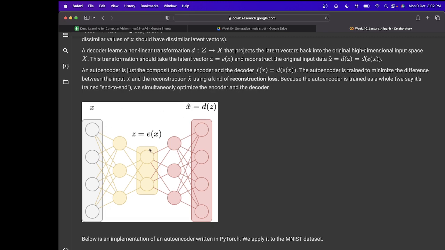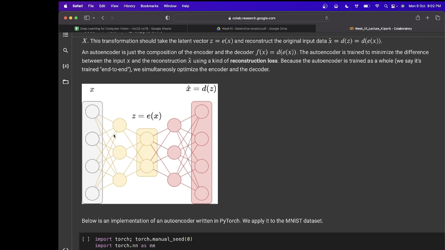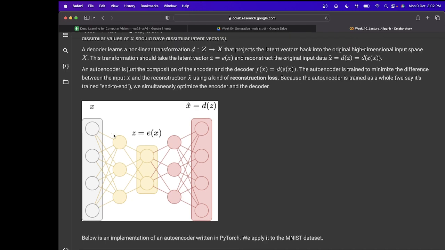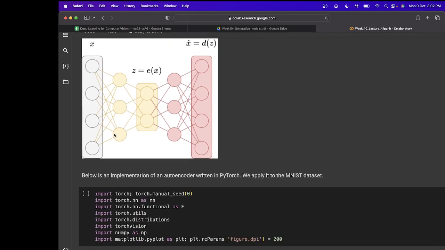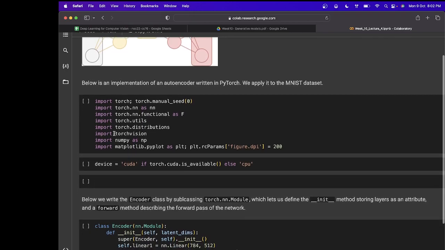And now, in order to make sure that this Z carefully and correctly captures all the relevant information from X, you are basically making sure that X and X hat are as close to each other as possible. That is what it is. So, in that way, autoencoders are very simple to understand. And below is an implementation for that.